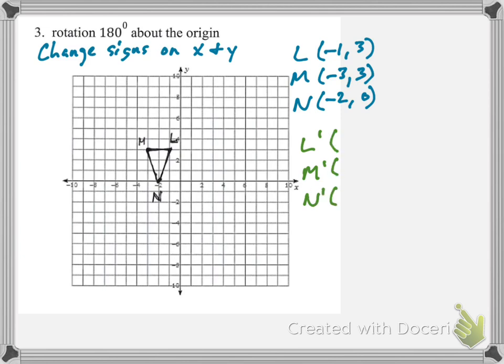So L prime, instead of being negative 1, 3, will be 1, negative 3. And M will be 3, negative 3. And N will be 2, 0. So 1, negative 3, 3, negative 3, and 2, 0. So there's L prime, M prime, and N prime. There you go. So there is an example for each type of rotation.